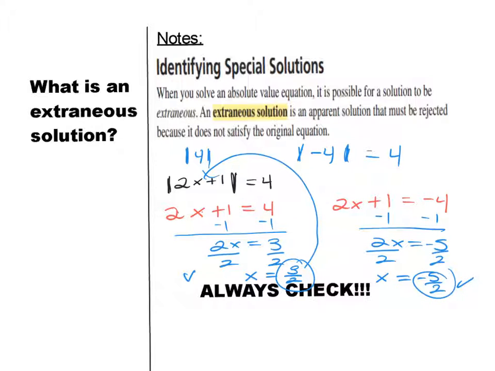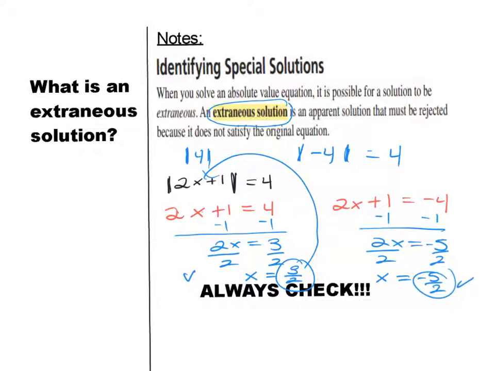Now, you will not always run into situations where both of them work. And this is a word you need to know for the quiz tomorrow. When you check and your answer does not work, it's called an extraneous solution. I think of the word strange when I think of extraneous. It's when you have two answers, you plug one in, and one of them just doesn't make sense. It doesn't equal 4 in this case. It would be 4 equals negative 4, or 4 equals 3, or something like that.